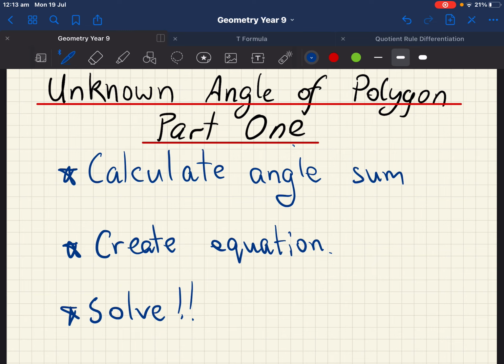Today's heading, make sure you get this into your book. And these are our notes. It's just pretty much how we're going to go about solving these questions. So we're going to calculate the angle sum of the polygon if we don't already know it. Once we know the angle sum, we can then create our geometry equation, and then solving it will ultimately lead us to the answer for the question. So once your heading and your notes are in, pause the video if you need to, and then we'll get straight into these questions and how we do them.